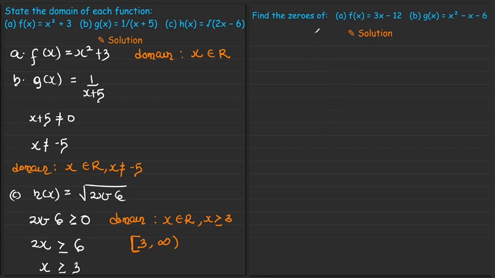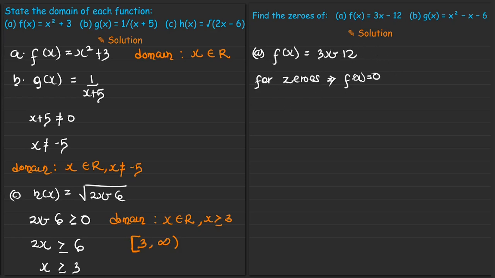So with all this done, let's look at our next set of questions. For these, we have to find the zeros of. So you have f of x being 3x minus 12, and then g of x being x squared minus x minus 6. We want the zeros of these. For the very first one, it says f of x is equal to 3x minus 12. And we know what the zeros mean. So for the zeros, the function should be equal to 0.